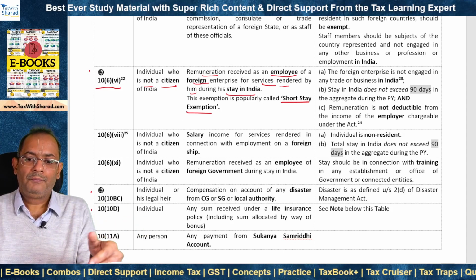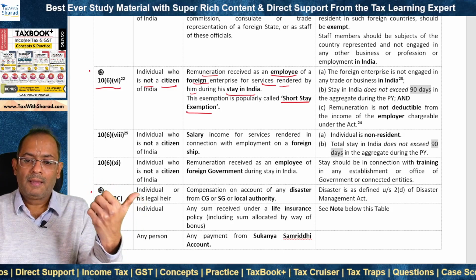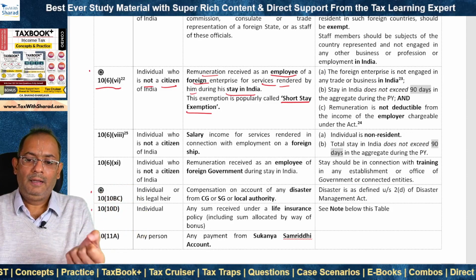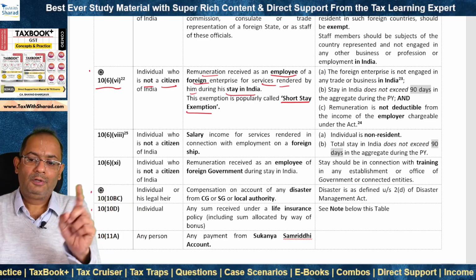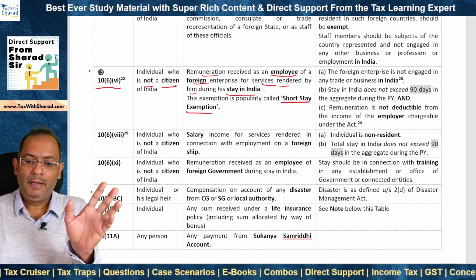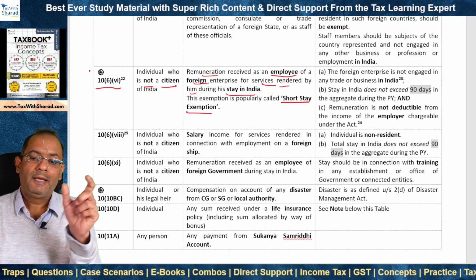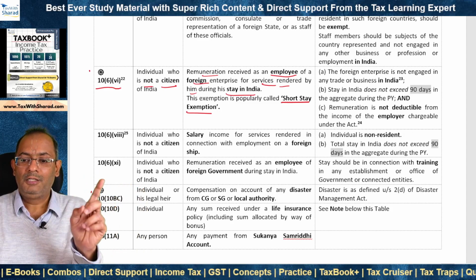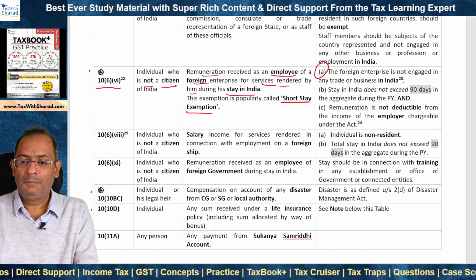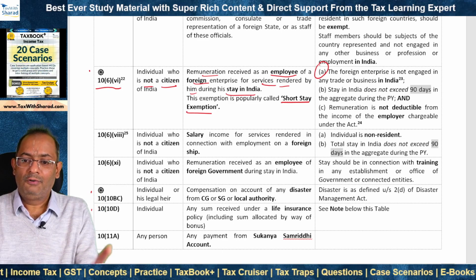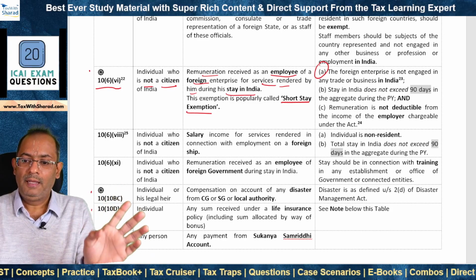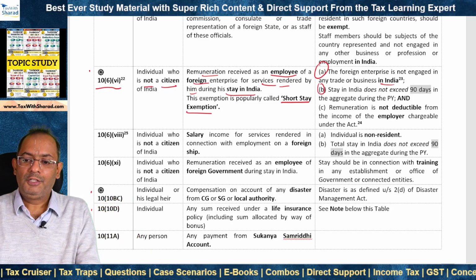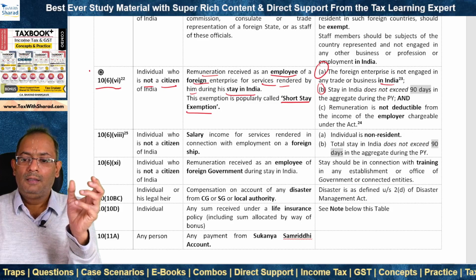So such individual is an employee of a foreign enterprise and he comes to India, he is staying in India, and during his stay in India he renders certain services in respect of which he receives remuneration from the foreign enterprise. That remuneration is not taxable in the hands of such individual under section 10(6)(6). But there are three conditions to be satisfied. Number one, the foreign enterprise of which such individual is the employee should not be engaged in any trade or business in India.